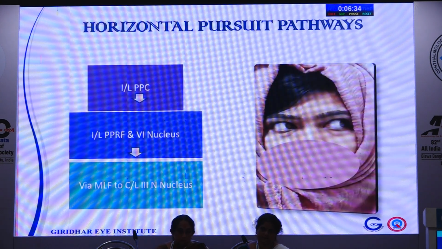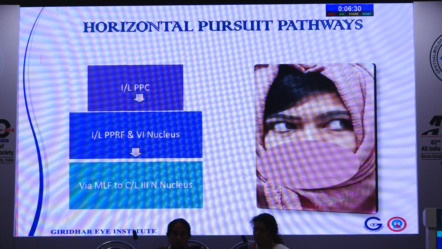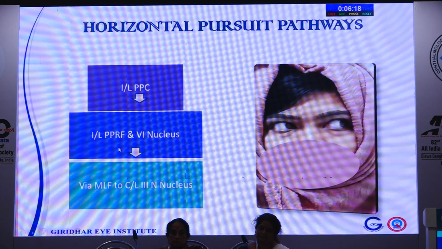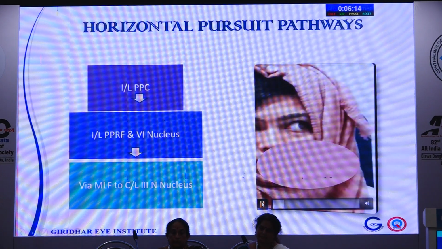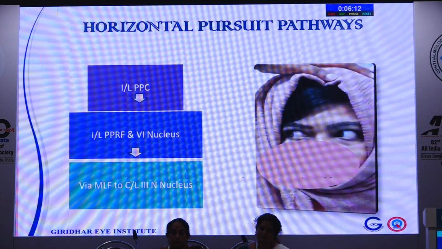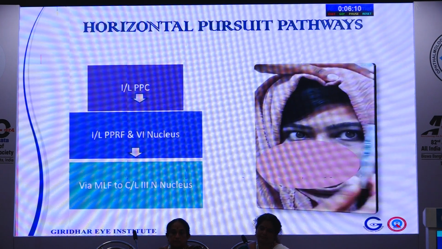And now coming to pursuits. Remember P for pursuit. The posterior parietal cortex is basically responsible for your pursuits, the ipsilateral posterior parietal cortex. Again, the horizontal gaze center is in the pons, so PPRF and 6th nerve nucleus. The same pathway via the MLF to the contralateral 3rd nerve nucleus, and you get a conjugate movement. So this is the pursuit happening. It's a slow tracking movement. You're following the object very slowly around the horizontal eye field.